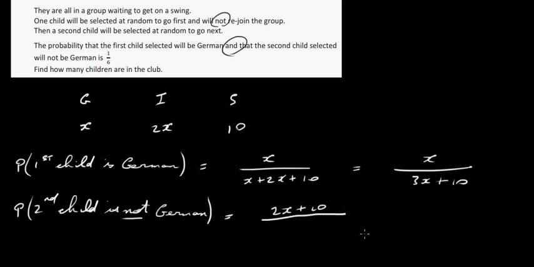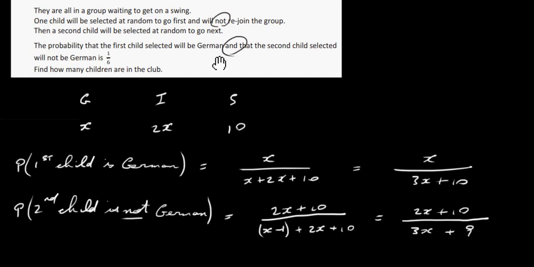On the bottom now, we've got to put in the total number of children. The total number of children at this stage is, remember we've taken out one German child and that child hasn't rejoined the group. So there are x minus 1 German children, 2x Irish children and 10 Spanish children. So this is the probability that the second child is not German. 2x plus 10 here, and on the bottom we've got x plus 2x, so that's 3x, and minus 1 plus 10, so that's plus 9.